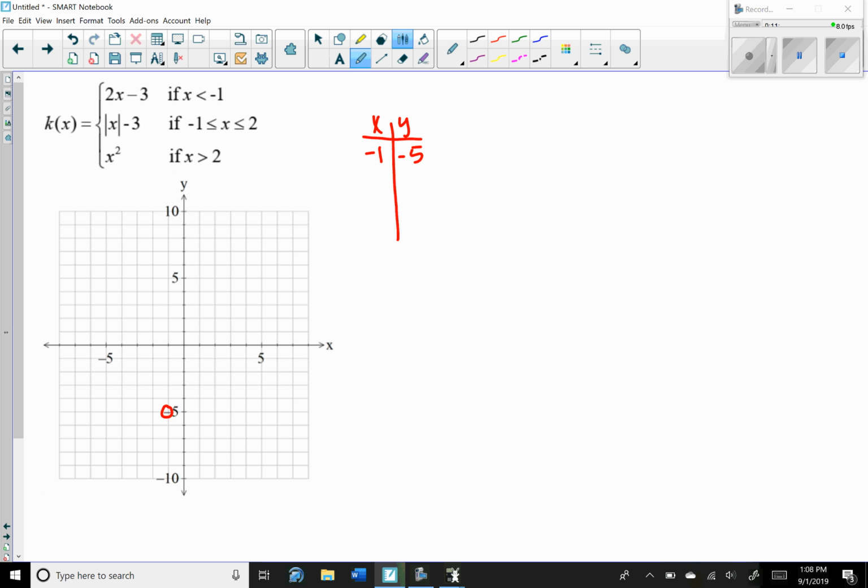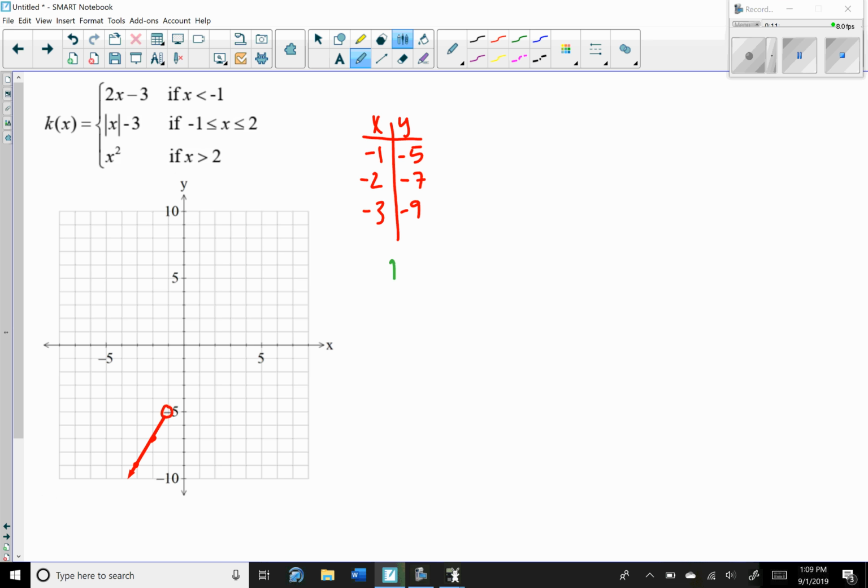So at -1, -5, we would have an open circle. Then I'm going to plug in values that are less than -1. So -2. -2 times 2 is -4, minus 3 is -7. And then if I plug in -3 into my function, -3 times 2 is -6, minus 3 is -9. Again, that's linear, so it's just going to be a straight line. And so when you use your ruler, you connect the dots to get your linear function.